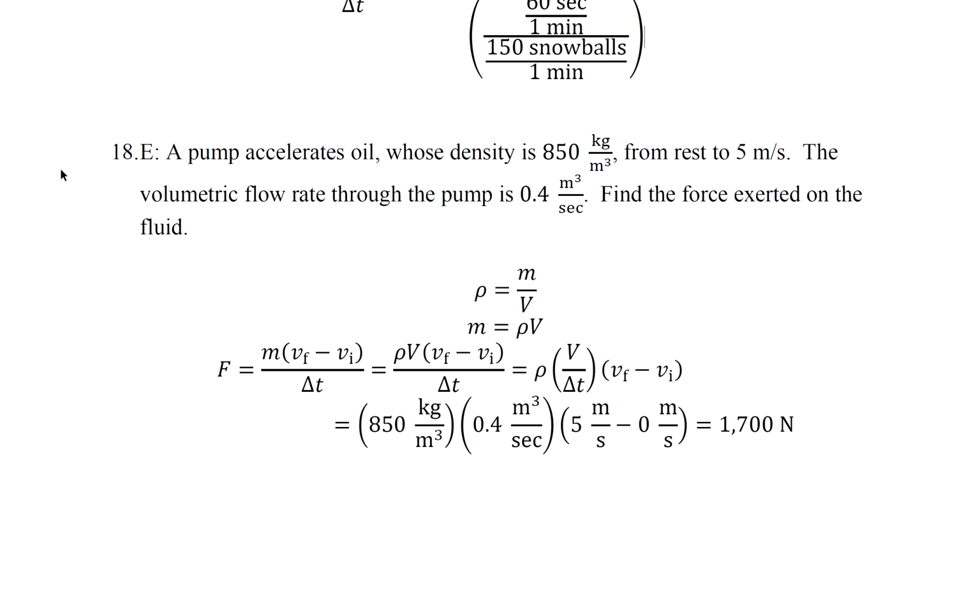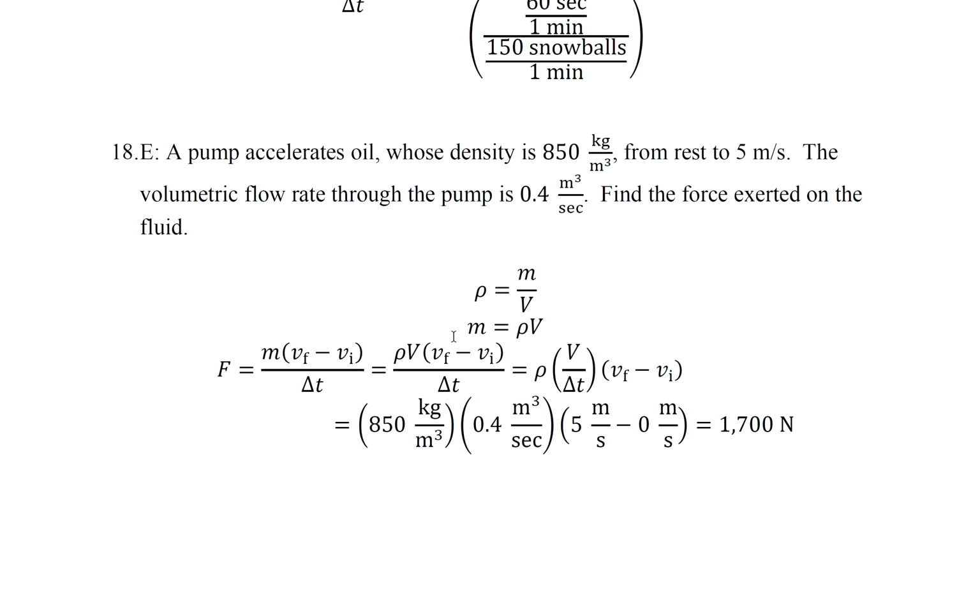Question 18. A pump accelerates oil whose density is 850 kilograms per meter cubed from rest to 5 meters per second. The volumetric flow rate through the pump is 0.4 meters cubed per second. Find the force exerted on the fluid.